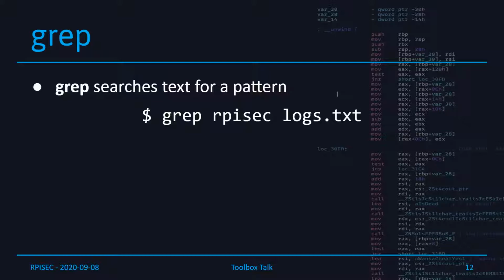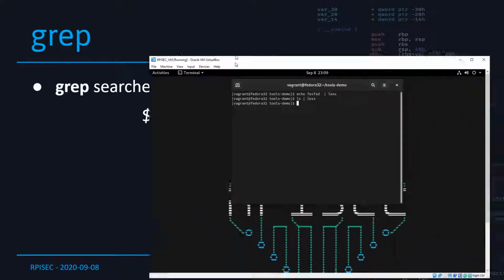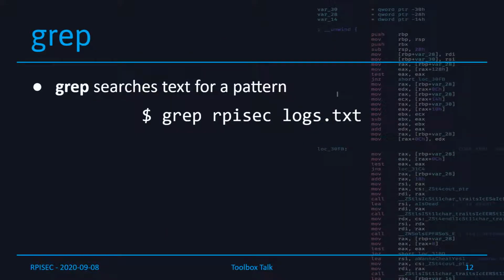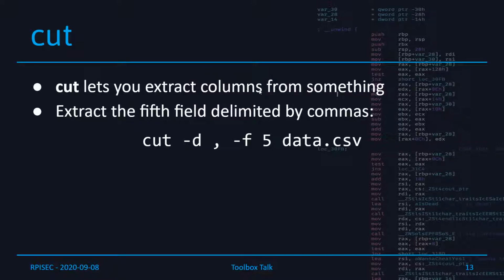So we've got 37,000 lines of output, but we want to find something in there. In this case, we're going to look for the word RPISec. That's where grep comes in. It's a regular expression search program that will take some pattern and look for it. So, for example, I can say grep RPISec logs text, and there we go. We found that single line in the 37,000 line file. And one thing to remember, I got this wrong all the time: it's grep the thing you're looking for, then where to look, not the other way around.